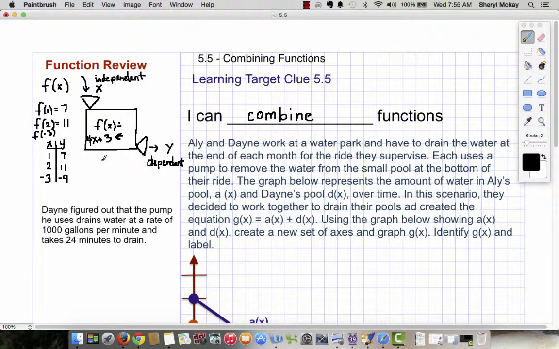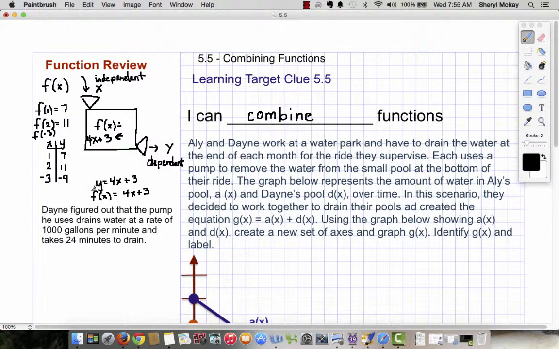So if I could write this as an equation, I would write it as y equals 4x plus 3. Or I might say the function of x is equal to 4x plus 3. And all that means is whenever I put something in for x, I'm going to do 4 times it plus 3, and I'm going to get an output.